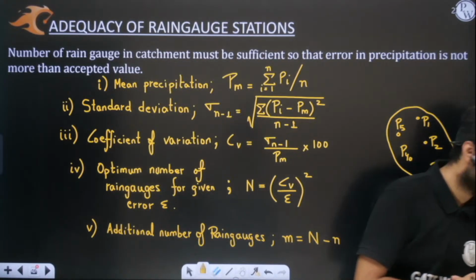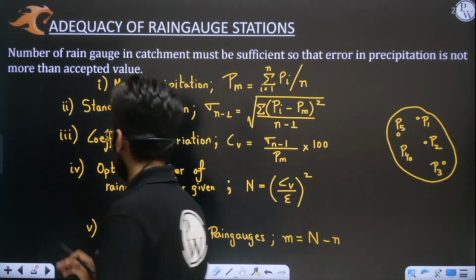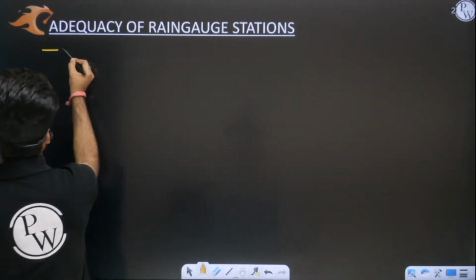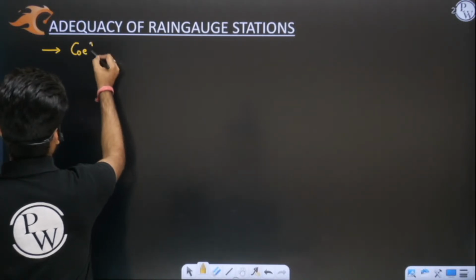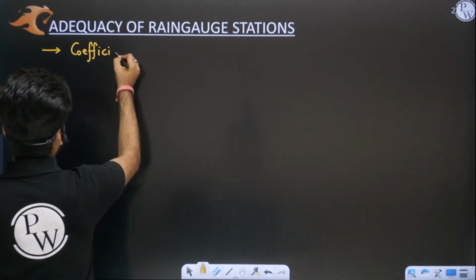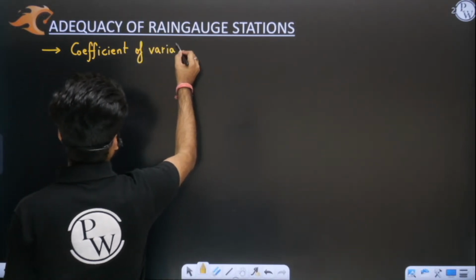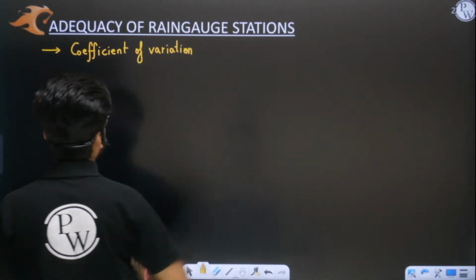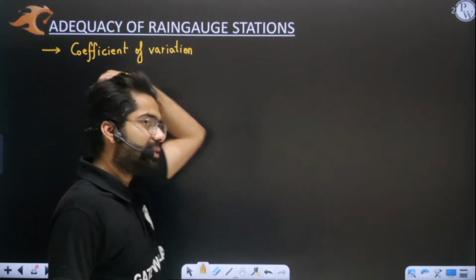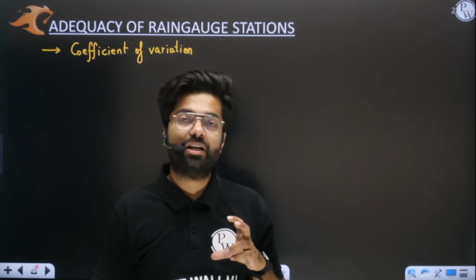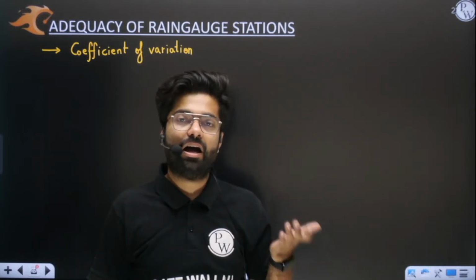Okay, dear. Perfect. Now listen very carefully. What is the significance of CV here? Coefficient of variation has certain significance that you need to understand. Basically it tells you how your rainfall data is varying. Are all the rainfall data, or all the rain gauge values, the same or different?